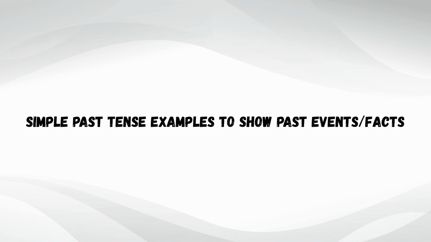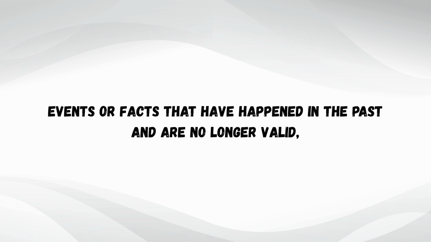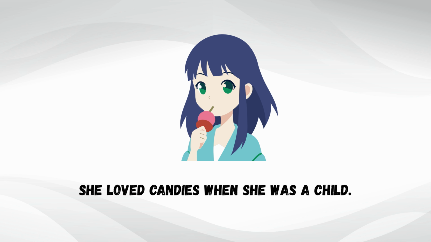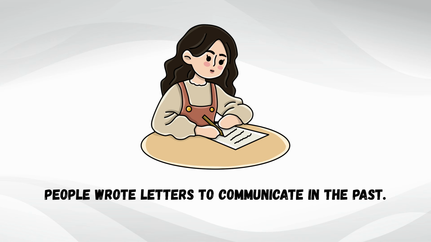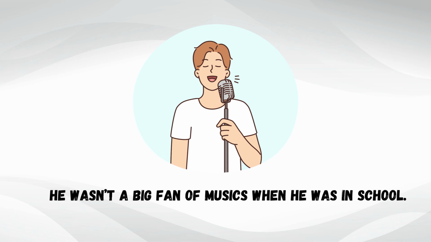Simple past tense examples to show past events or facts. Events or facts that have happened in the past and are no longer valid. She loved candies when she was a child. He didn't have toys as a child. People wrote letters to communicate in the past. He wasn't a big fan of music when he was in school.